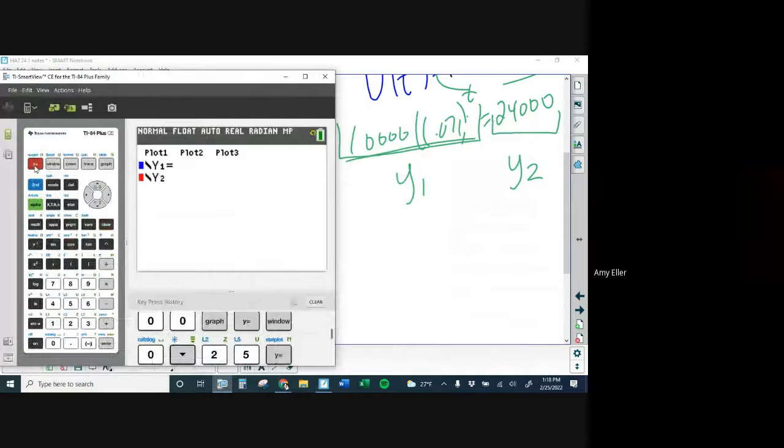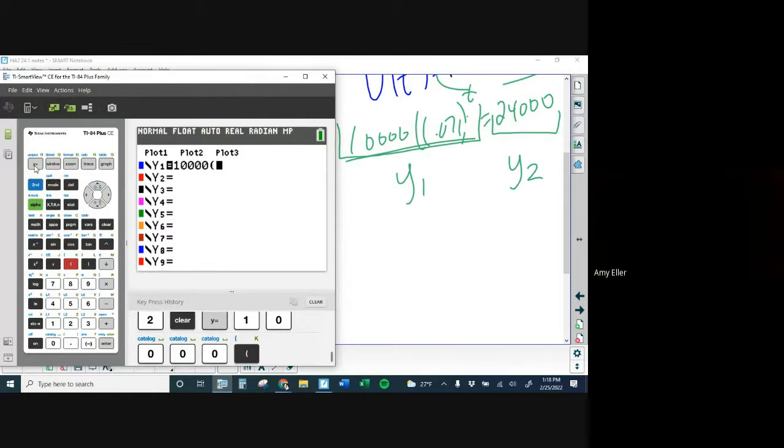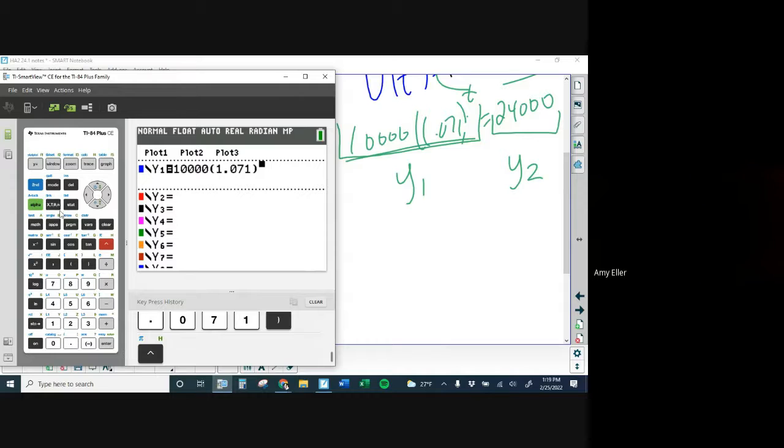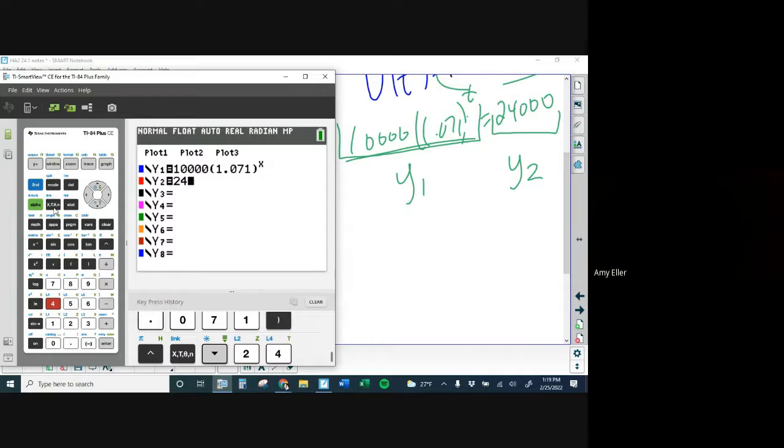So y1, 10,000 times 1.071. Remember, it's the caret right above divide. Then you'll have to use x, which is by alpha. Y2, 24,000. We'll get into that.